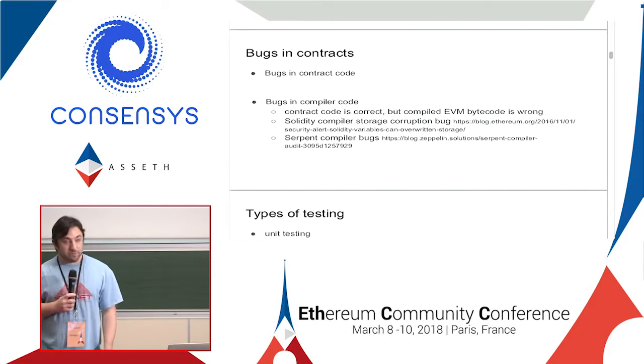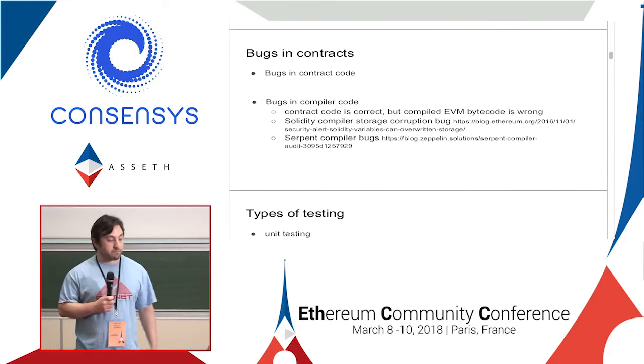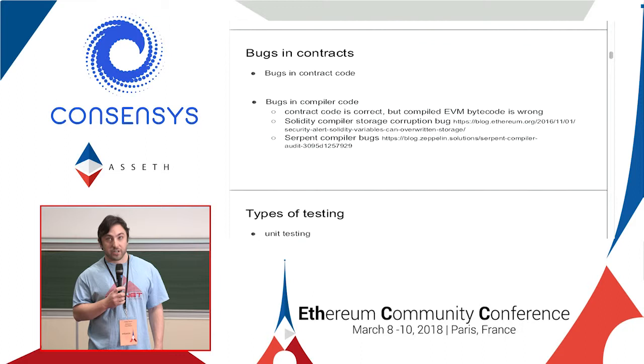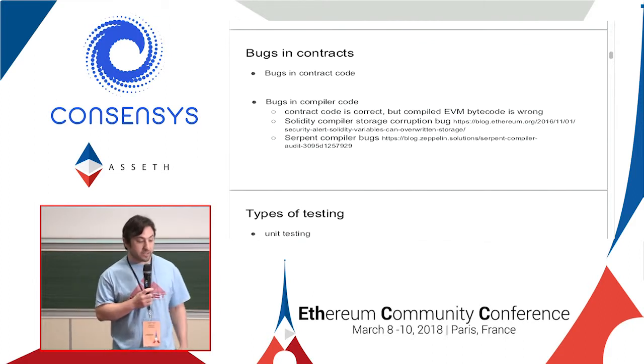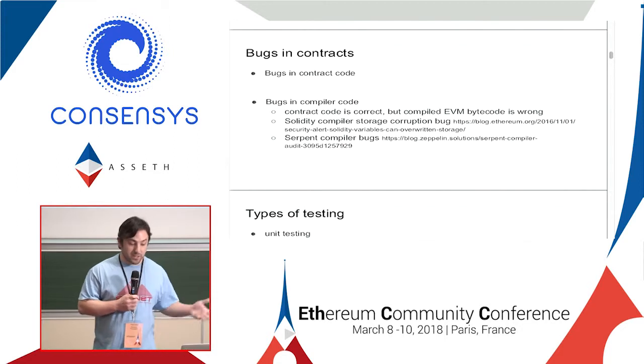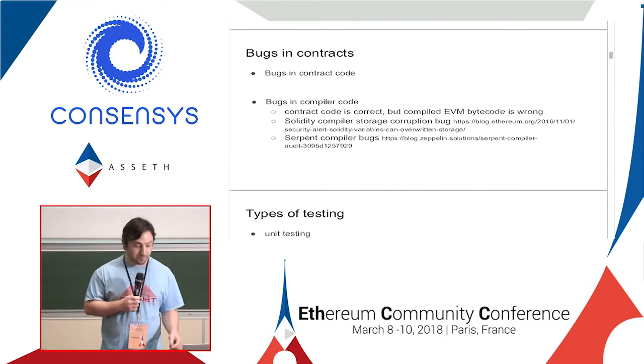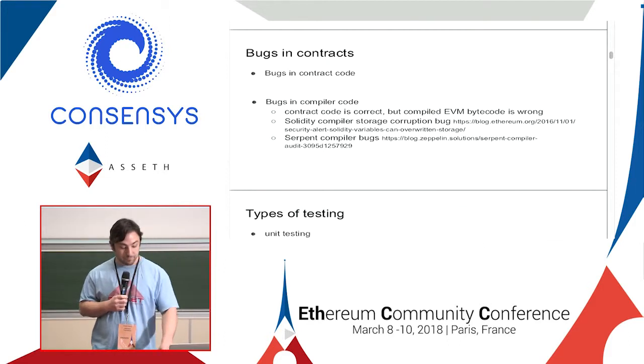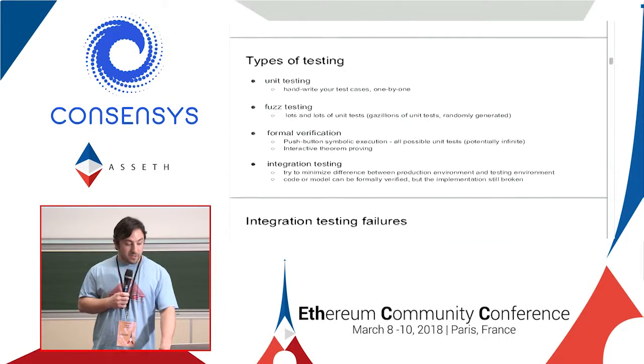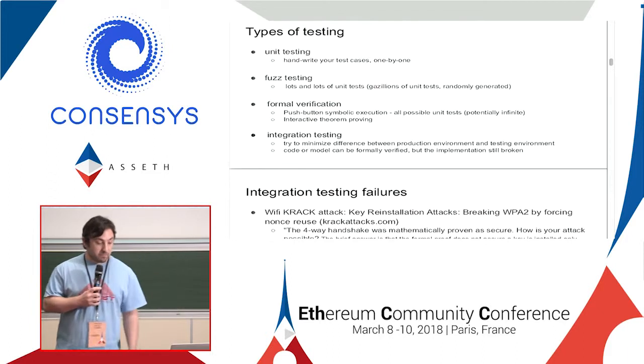Bugs in contracts: you have bugs in contract code if the person writing the Solidity made a mistake, or bugs in compiler code if the people who wrote the Solidity compiler made a mistake. So, types of testing.